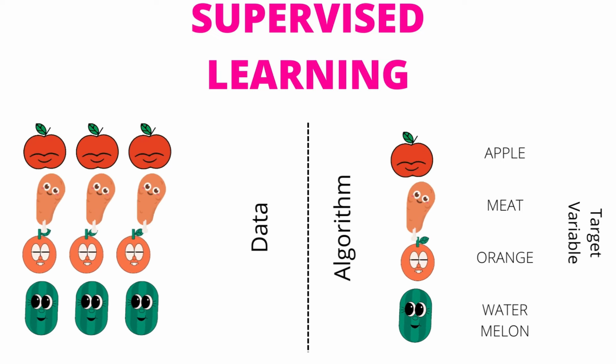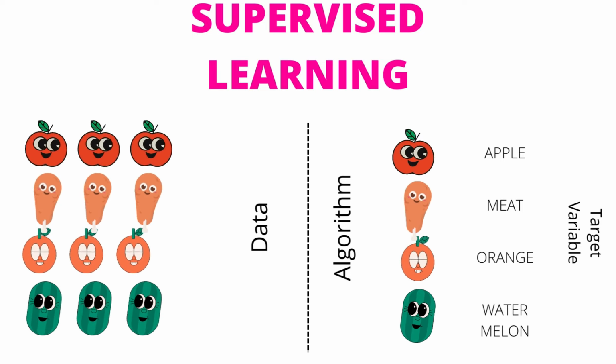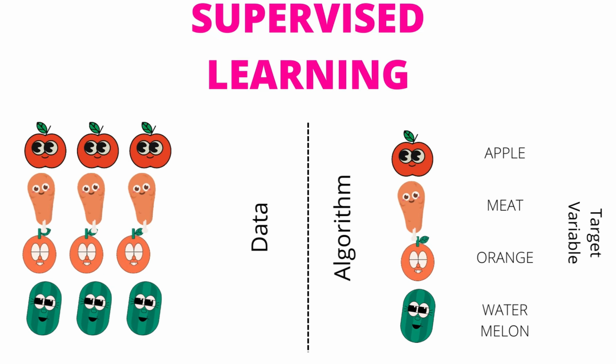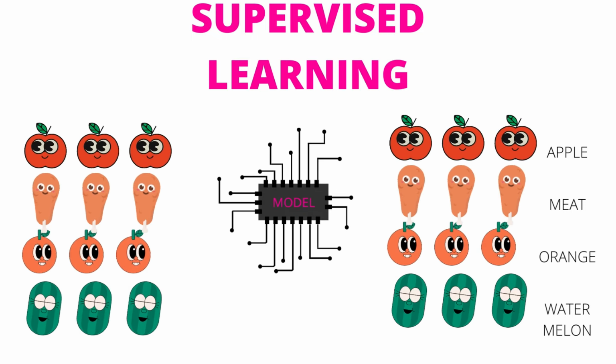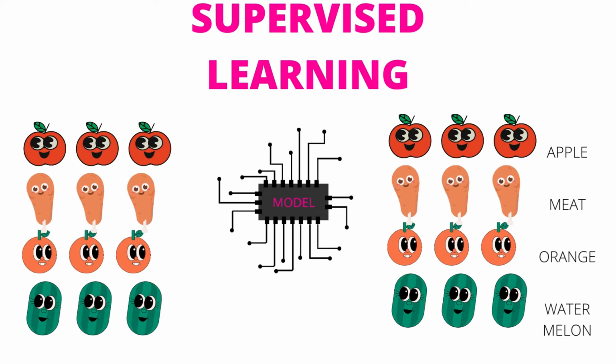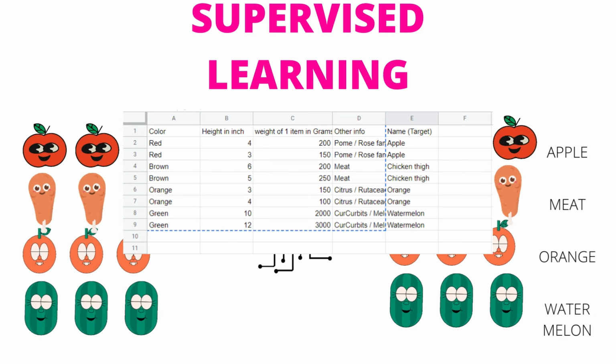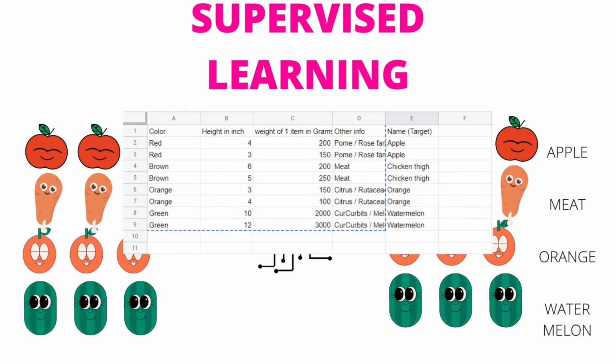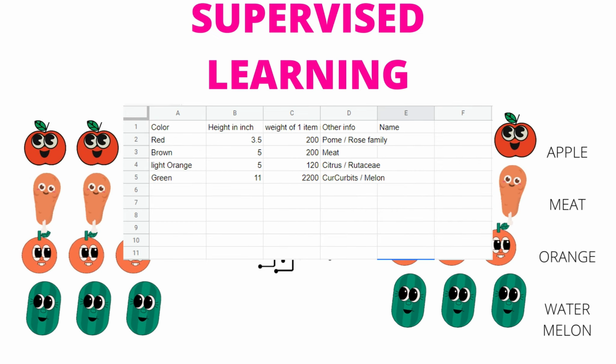Highly used machine learning model, supervised learning. Supervised learning is used on a dataset that contains a target variable. Based on all the variables, we make our algorithm and run tests to measure results. Something like this.